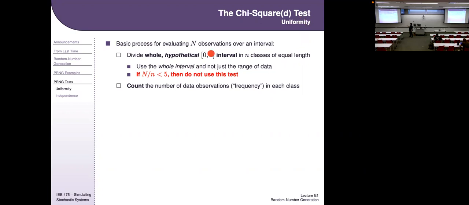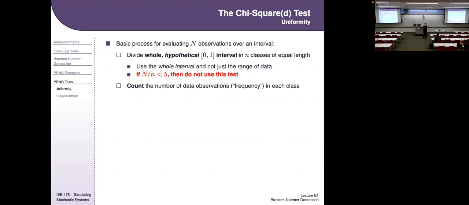So we take this entire 0 to 1 interval, we divide it into 4 subintervals: 0 to 0.25, 0.25 to 0.5, 0.5 to 0.75, and 0.75 to 1. Those are our 4 intervals. And we count the number of observations in each class. Now, the important thing is that if the expected number is less than 5, we can't use a chi-squared test.